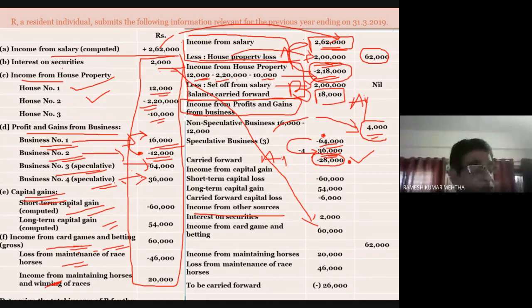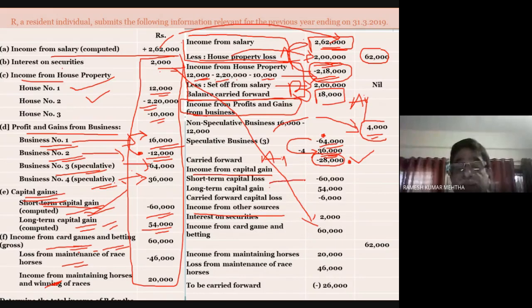Now let's talk about capital gains. There is a short-term capital loss of 60,000 rupees and a long-term capital gain of 54,000 rupees. So this is the calculation under the heading income from capital gain. The rule says that short-term capital loss can be set off against short-term capital gain as well as long-term capital gain, and long-term capital loss can be set off against long-term capital gain only.